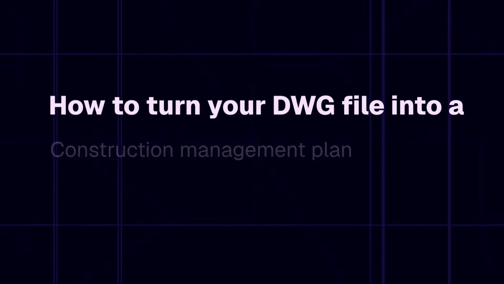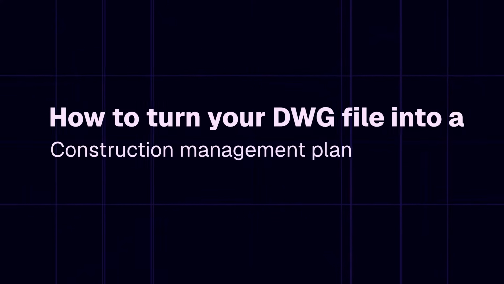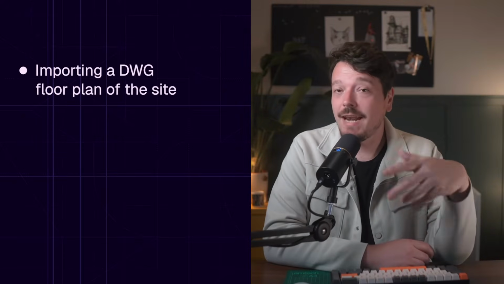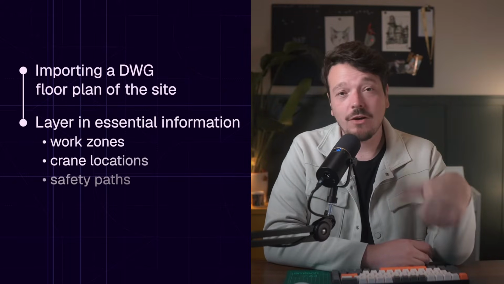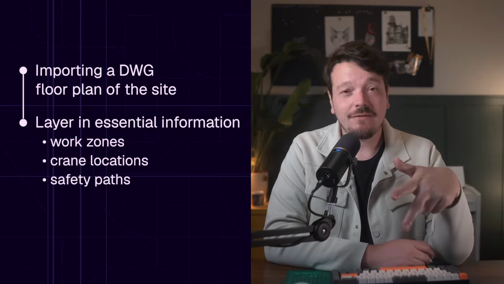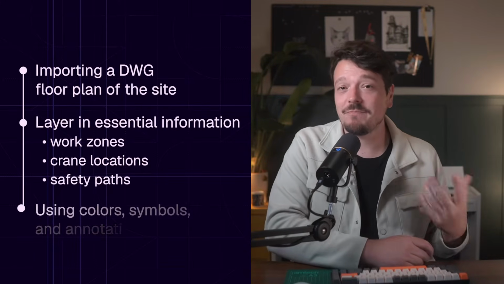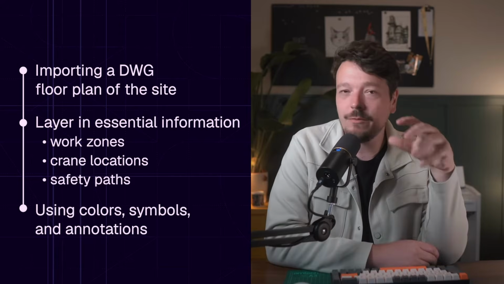In this tutorial, I'll show you how to create a construction site management plan using Rayon Design, the collaborative architectural drawing tool built for professionals. Now, we'll begin by importing a DWG floor plan of the site, then layer in essential information like the work zones, crane locations, safety paths, and much more, using colours, symbols, and annotations to clearly communicate site logistics. Whether you're coordinating deliveries, defining safety areas, or planning machinery layouts, Rayon helps you streamline the process and keep all stakeholders aligned on one central platform.